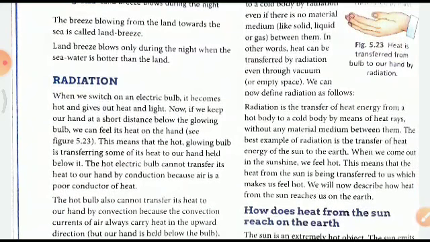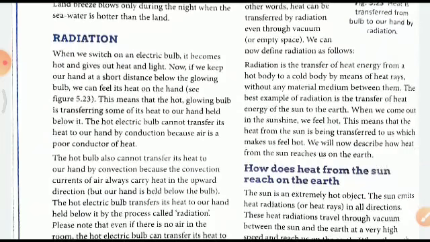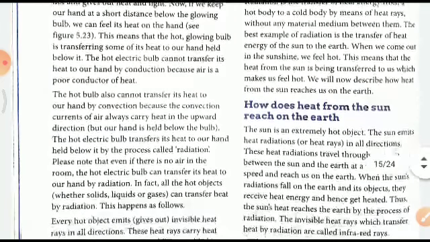The hot electric bulb cannot transfer its heat to our hand by conduction because air is a poor conductor of heat. The hot bulb cannot transfer its heat to our hand by convection because convection currents of air always carry heat in the upward direction. But how the heat is coming to our hand is through the process of radiation, right?